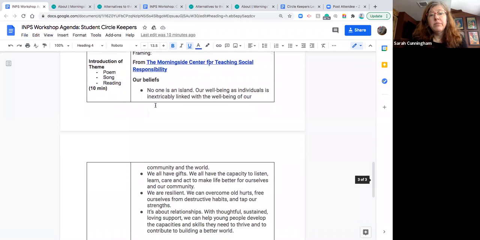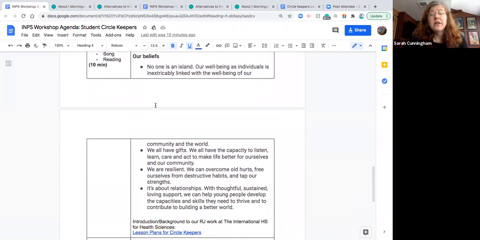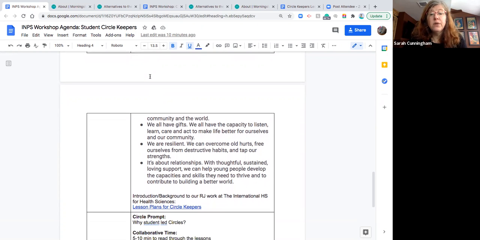We talked a little bit about our beliefs, which we got from Morningside. One of the things our school wants to do is perhaps tweak these so they're in the words of our school, because buy in is very important for having a culture of restorative justice and having a culture of circles. So, our beliefs: no man is an island, our well being as individuals is inextricably linked to the well being of our community as a whole.